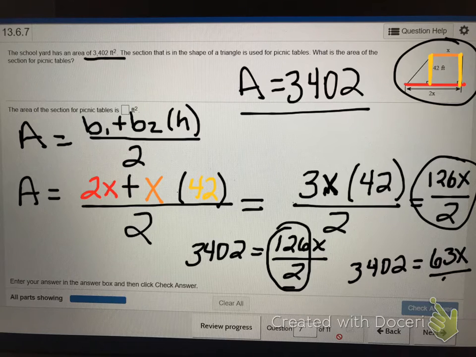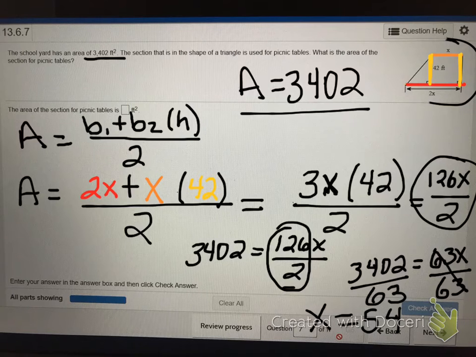Okay, so this just looks like a one-step equation which we've solved tons of times. All I'm going to do is divide both sides by 63. This will cancel this out, and it will give us x equals, and you can put this in your calculator, 3,402 divided by 63 equals 54. So now we know x equals 54. I'm going to erase this a little bit so I can clean it up. What we've discovered is that instead of x up here, this is 54, and instead of 2x down here, this is 108.